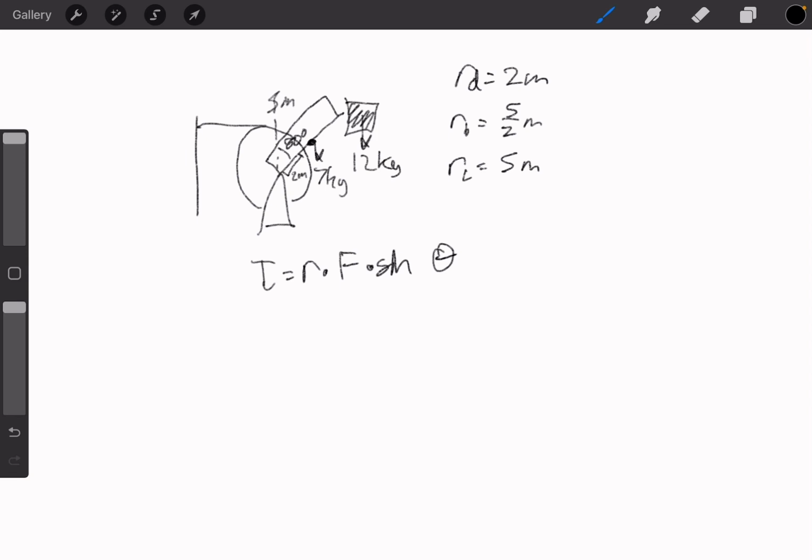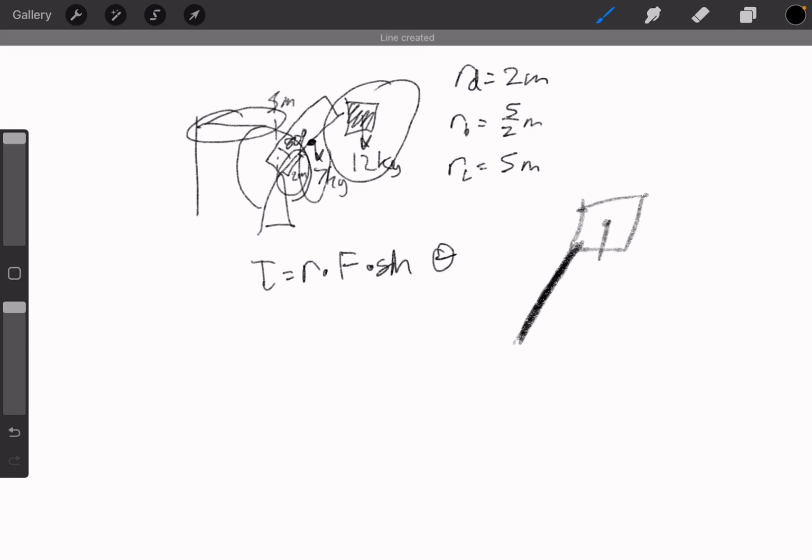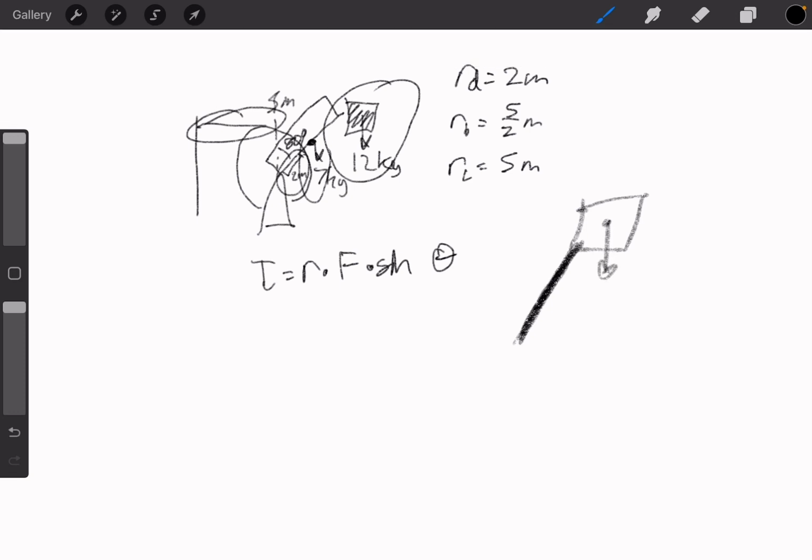Now, in this case, you're not going to need to worry about the disk itself because the disk is not accounting for the tension in the string. The disk, in a weird way, doesn't affect it being pulled down. So now let's do the math. So we have two torques that we know, the block and the beam. So I'll draw the system out right here. So you have the beam and then you have the block. So the block is pulling down.